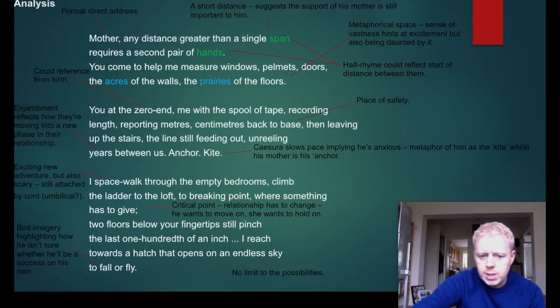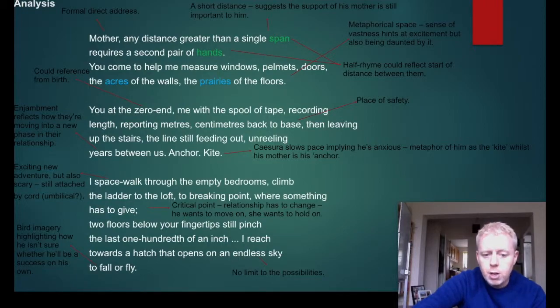Something has to give. Short sentence, or short line. Critical point. Relationship has to change. He wants to move on. She wants to hold on. So that end stop there. Two floors below, your fingertips still pinch. So she's not finding this easy, letting go. The last 1/100th of an inch.